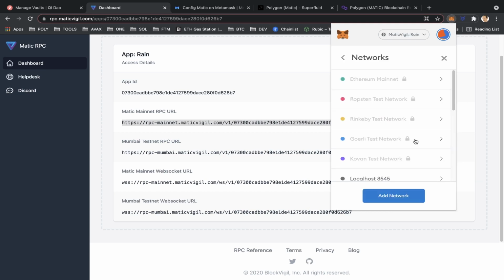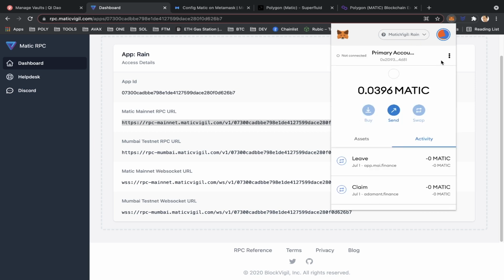And now we've created our own custom RPC, so we're switched on that. We can close this and we're ready to go. So hopefully this should be faster than the other ones. We'll give it a go. It's the first time for me to try.